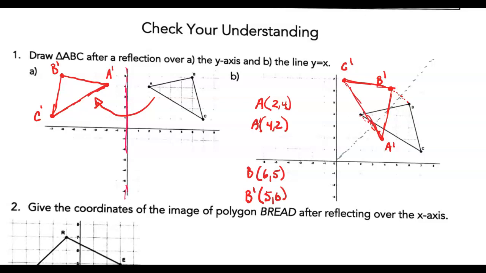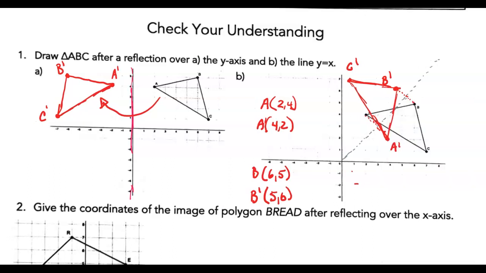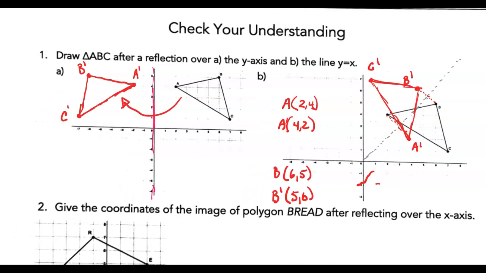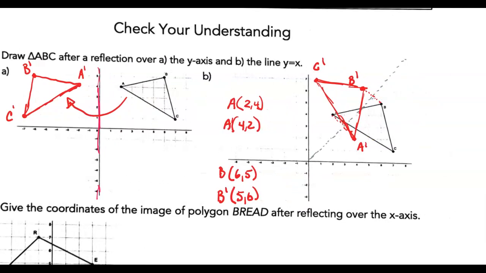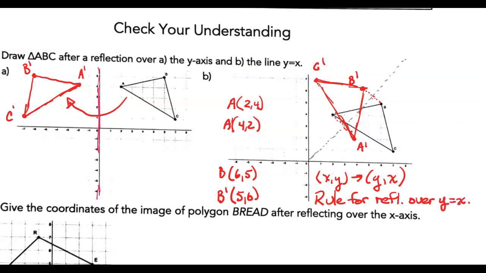Okay, so we have a new rule when we're reflecting over the line y equals x. Our rule is xy becomes yx. So this is our rule for reflection over y equals x, that diagonal 45 degree line. Alright, so add that to your toolbox.